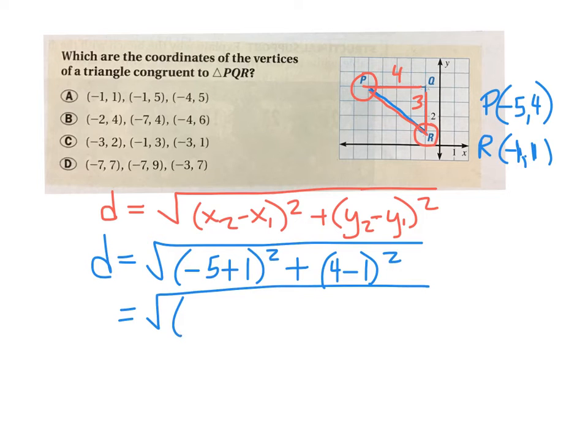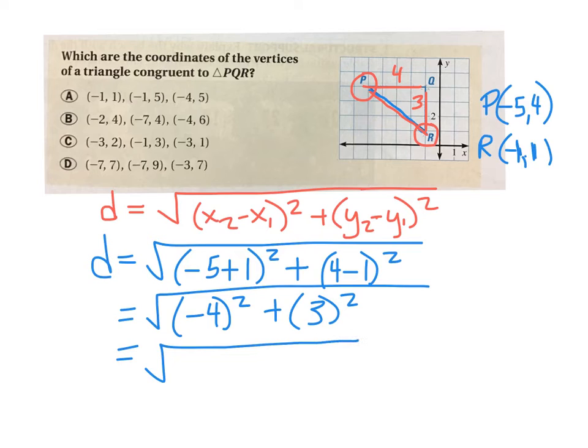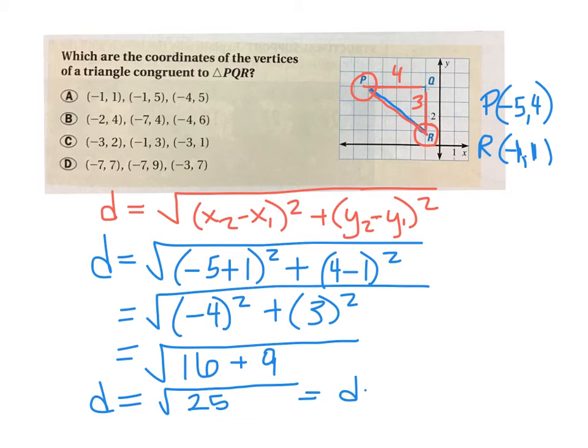-5 plus 1 is what? -4. 4 minus 1 is 3. Very good. So now what's -4 times -4, because we're squaring it, right? 16. 16 plus, what's 3 times 3? 9. 16 plus 9 would be 25, which is awesome, because the square root of 25 is 5.